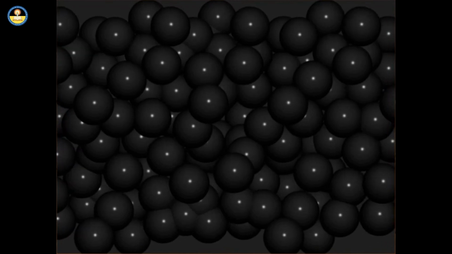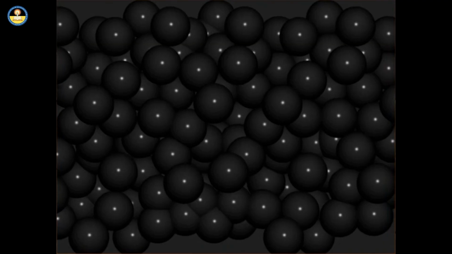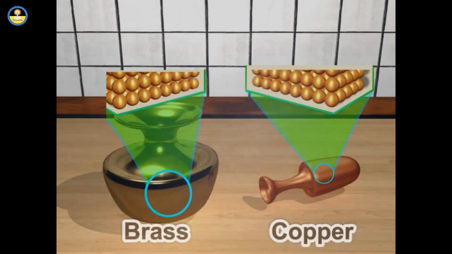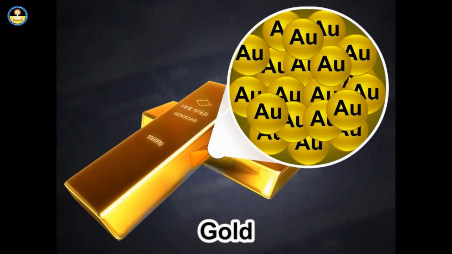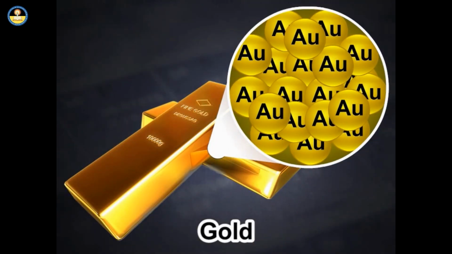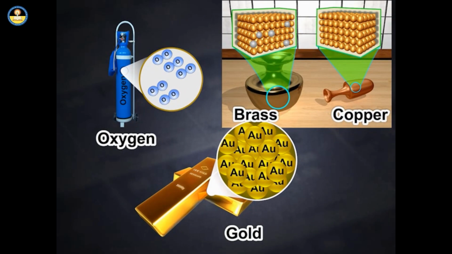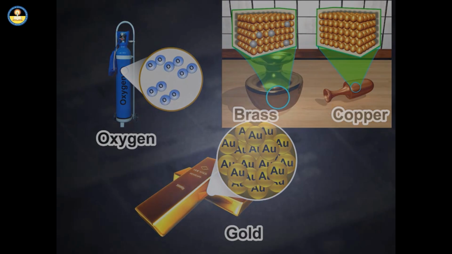Atoms of a given element are identical, both in atomic weight and chemical properties. Different elements have different types of atoms. Atoms of different elements have different atomic weights and chemical properties.